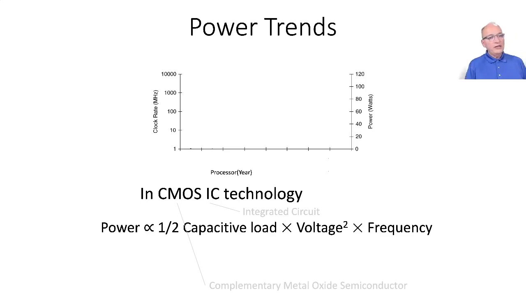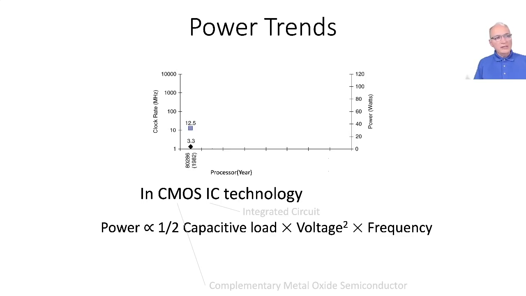So if I decrease the voltage in which I operate an integrated circuit, I get a square reduction in the power. Or in the other way, if I double the voltage, I will consume 4 times as much power. So the voltage has a significant influence in the amount of power that a circuit consumes. And then the third factor is frequency. And the relationship between power and frequency is linear. So doubling the frequency will double the power that's consumed.